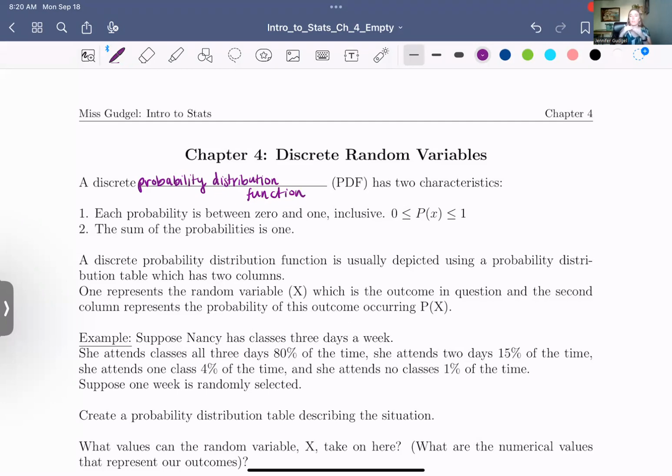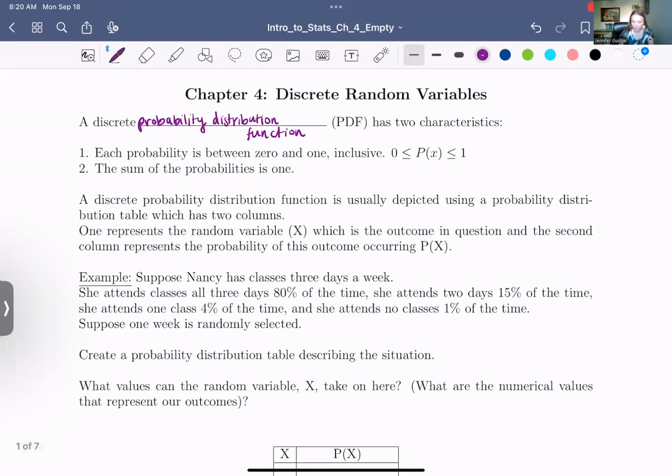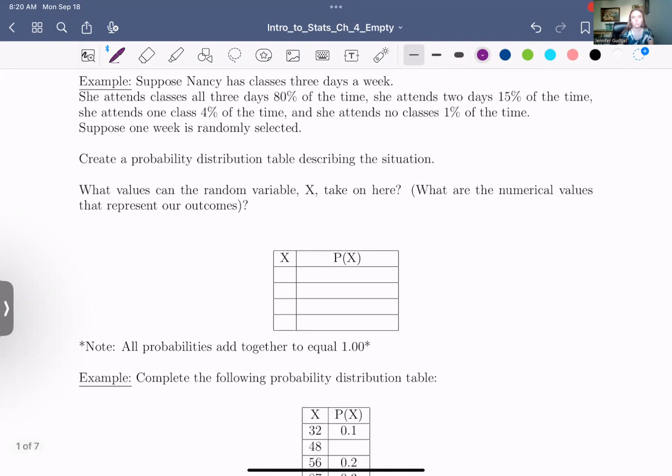And then also within your chart, or however your function is displayed, you have to contain all possibilities, meaning that if I add all of the probabilities together, we get 1 or 100% of the outcomes being represented there. All right, so like I mentioned, we're going to use a table, typically 2 columns, one with the random variable x and one with its corresponding probability. So let's go ahead and just scroll down and go into the first example.